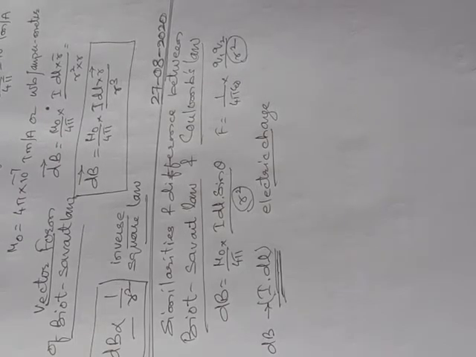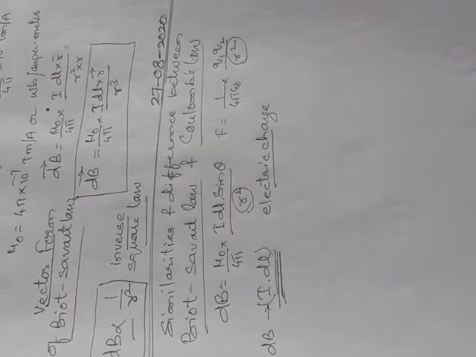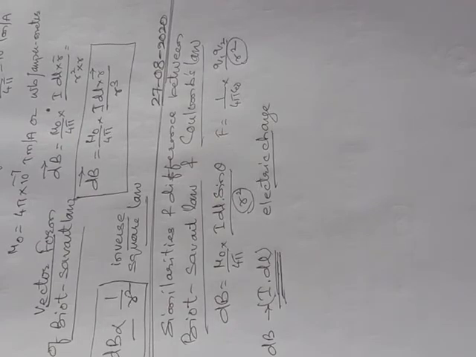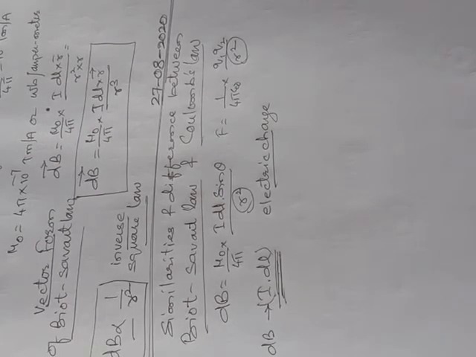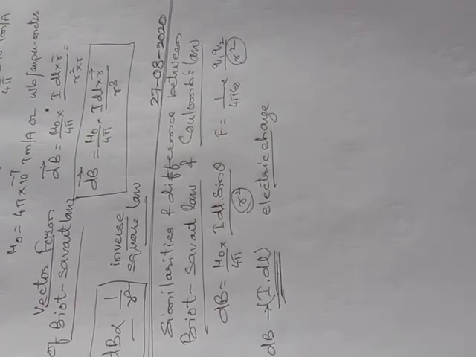मगर बायोट-सावर्ट लॉ क्या है? It purely depends on the angle. Okay, if theta is 0 degree, sin 0 is 0, so the magnetic field will become 0. If theta is 90 degree, then what will happen? Sin 90 is 1, so the magnetic field will be maximum. So these are the 4 similarities and differences between the Biot-Savart law and Coulomb's law.